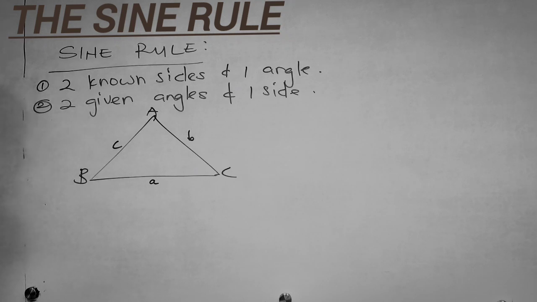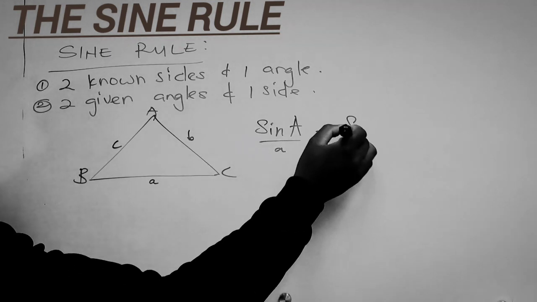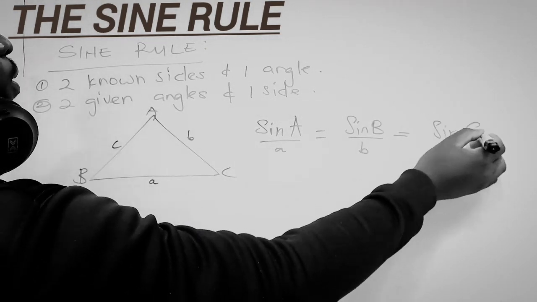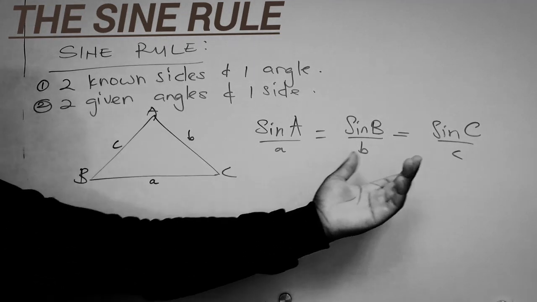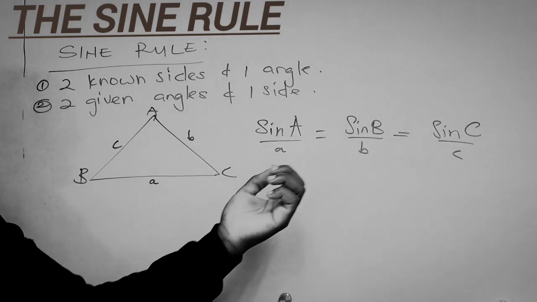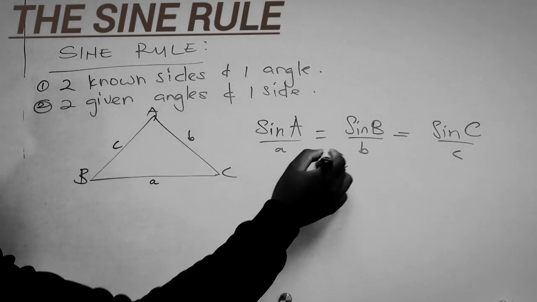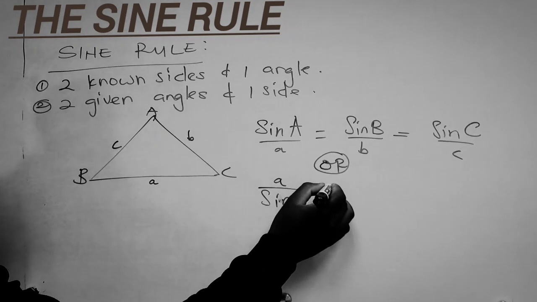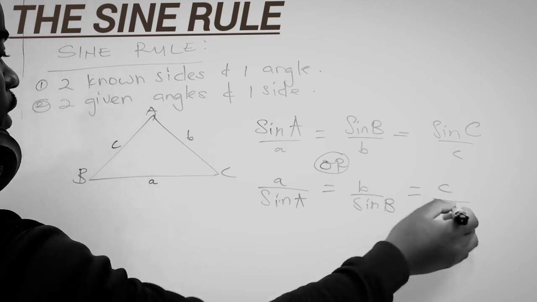So sine rule states that sine A over a is equal to sine B over b, which is equal to sine C over c. But when we are doing calculations, we don't use all three. We just choose two of these because we can't work with three. Or we can state it like this. We have two forms of stating: a over sine A is equal to b over sine B, which is equal to c over sine C.